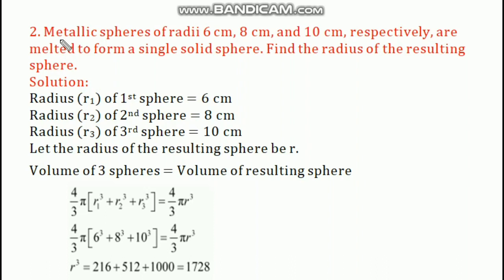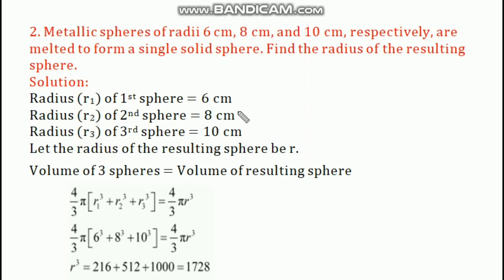Students, let's discuss exercise 13.3 second sum. Metallic spheres of radii 6 centimeter, 8 centimeter and 10 centimeter respectively are melted to form a single solid sphere. Find the radius of the resulting sphere. Actually, the three spheres are melted into one solid sphere. So the volume of the three spheres is equal to the volume of one sphere. Then we need to find the radius of the new sphere.